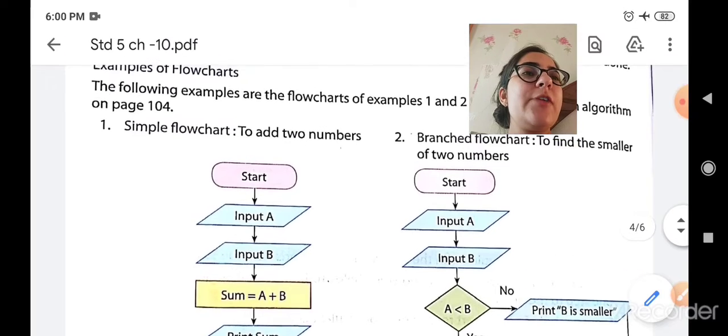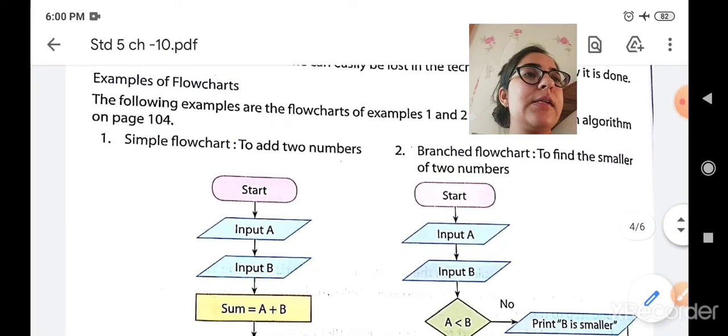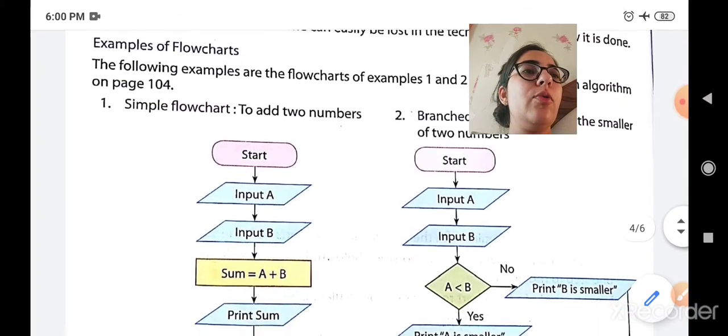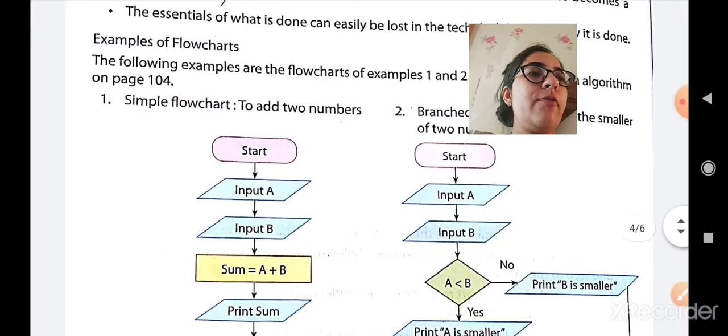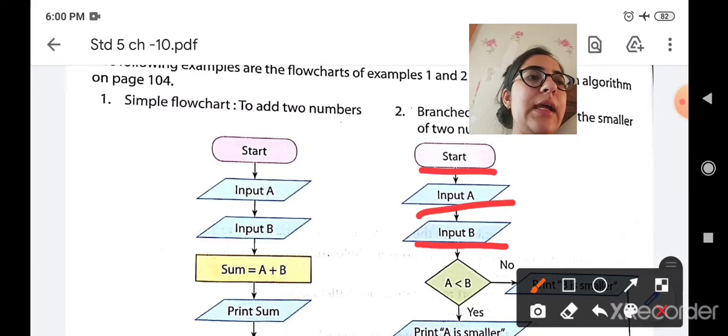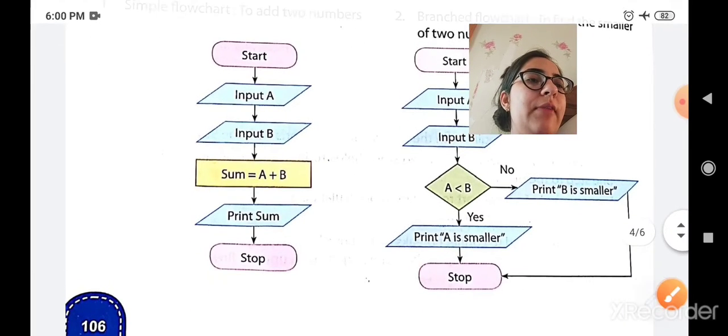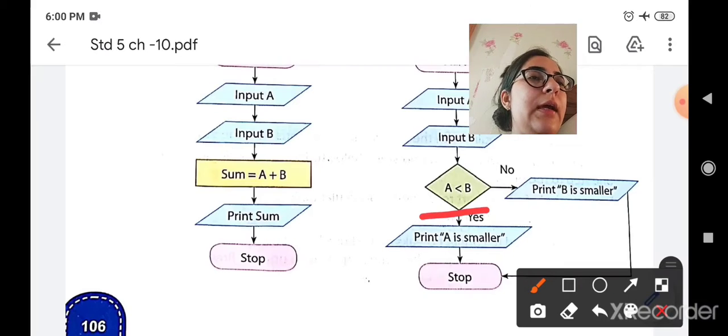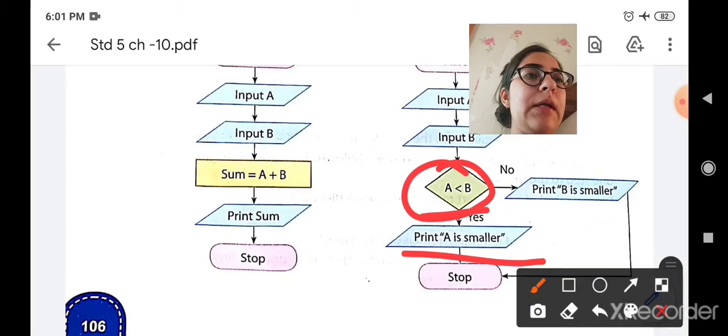Next is a branched flowchart, that is to find the smaller number of the two given numbers. So first start, then input A, the first number, input B, that is the second number. Then the condition will get checked. Is A less than B? If yes, A is less than B, then what will get printed? A is smaller. But if A is not less than B, then B is smaller, and stop.